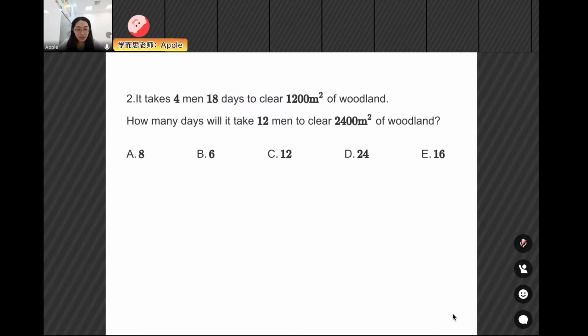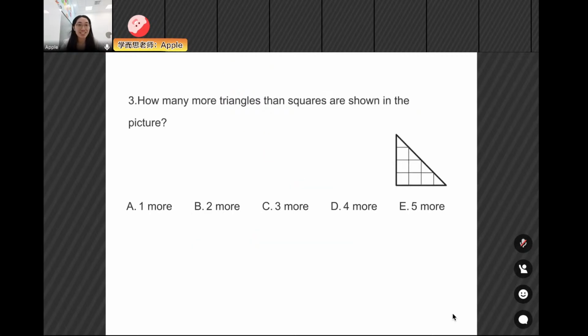Well, following this, question 3, super easy. But please read the question carefully. How many more? Some students just count the number of triangles or only count the number of squares. Pay attention. The question is asking you the difference between these two parts. So how many triangles are there?